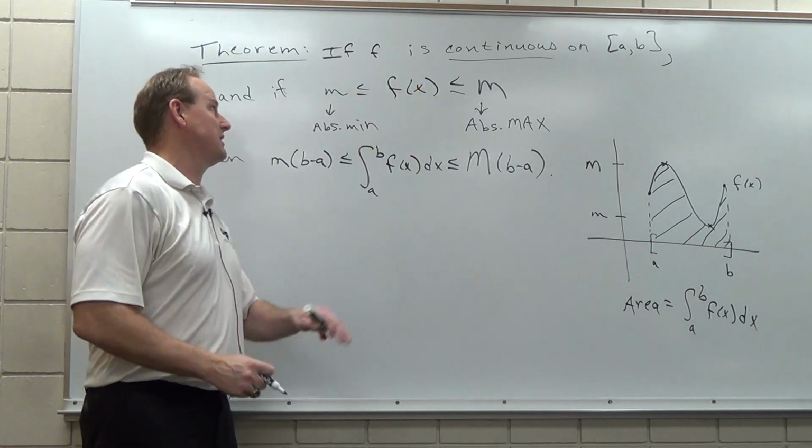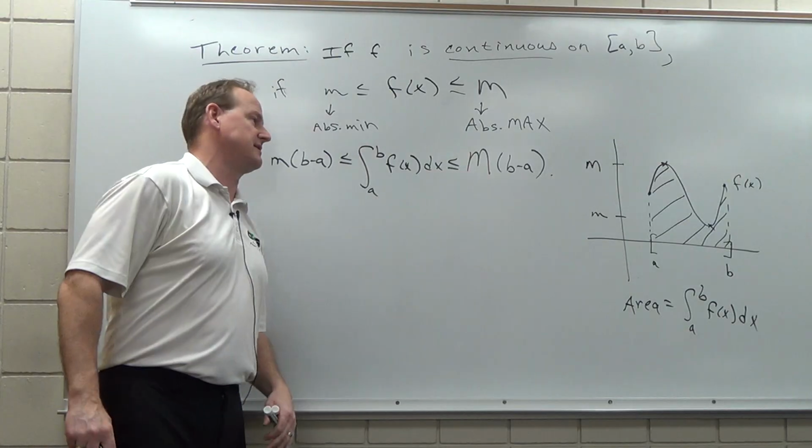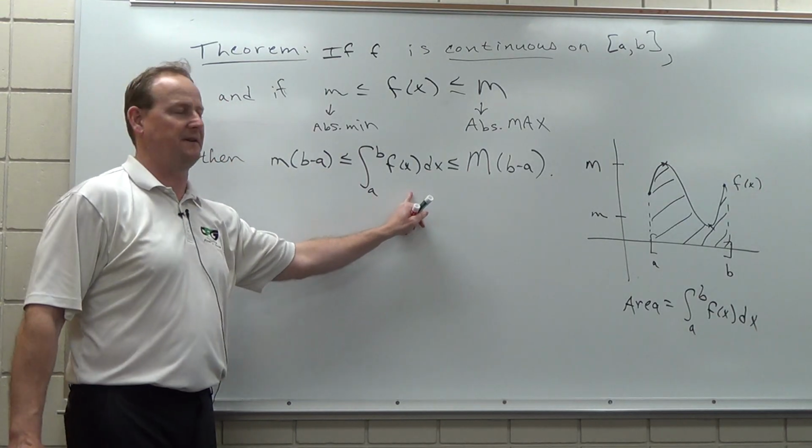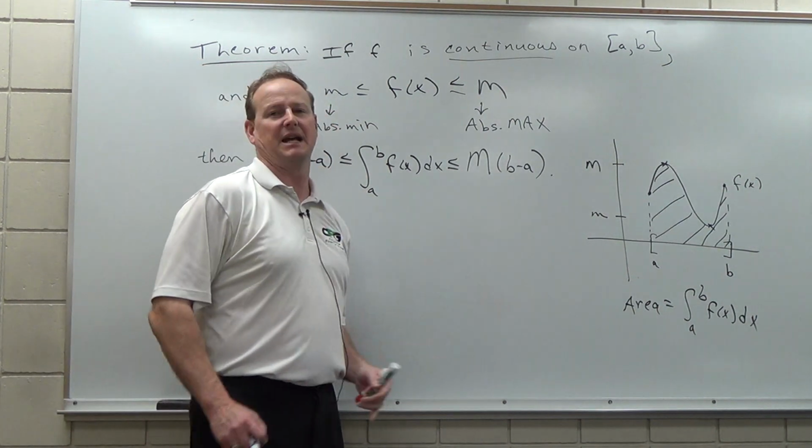So if f is continuous and little m is less than or equal to f of x is less than or equal to capital M, then little m times b minus a is less than or equal to this definite integral, which is less than or equal to capital M times b minus a.